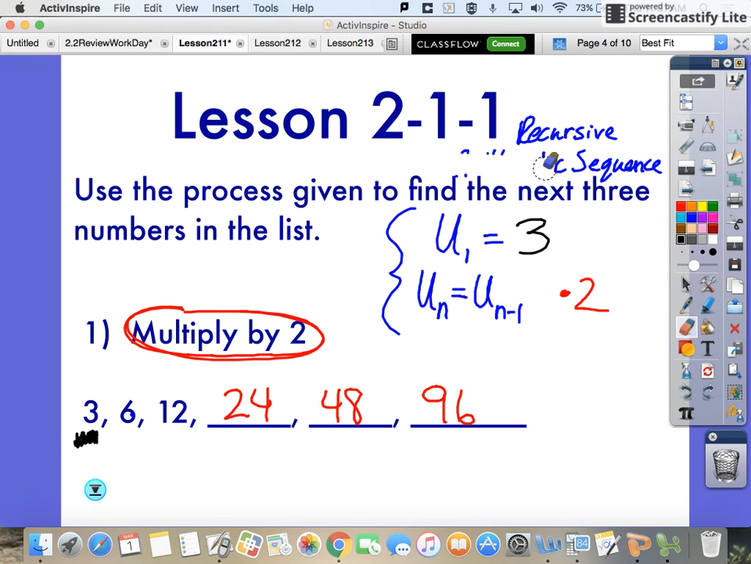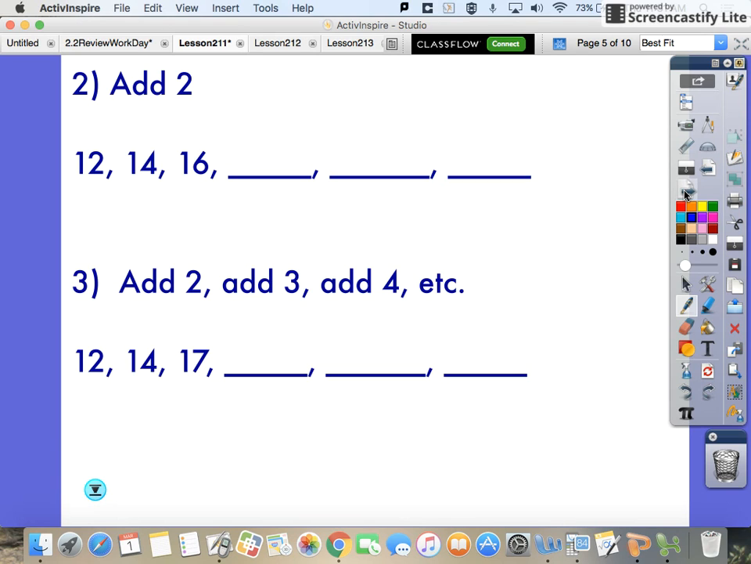And I actually lied. They're going to call this one a geometric. Sorry, not important for you to know right now, but this is going to be called a recursive geometric sequence. I apologize. When it's multiplication and division, it means geometric. Okay?